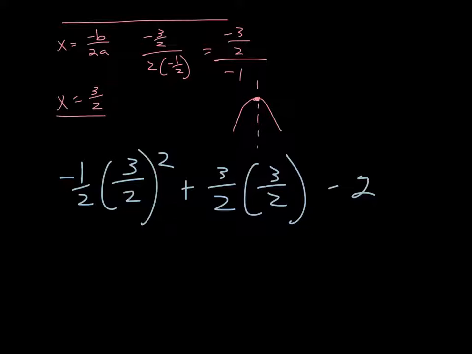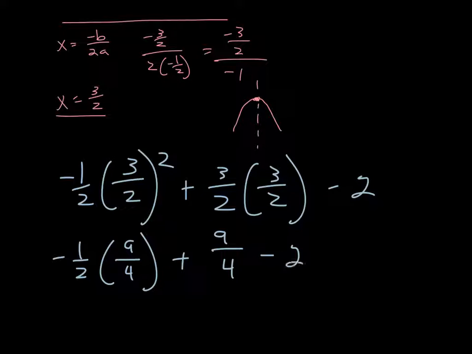Okay, so we have to use PEMDAS and do our exponents first. So 3/2 squared is just 9/4, because we squared the 3 and we squared the 2. So we have negative 1/2 times 9/4 plus, now when we're multiplying fractions together, we multiply the numerators, multiply the denominators, so we get 9/4 minus 2. Just like I said before, when we multiply fractions together, we multiply the numerators together and the denominators together.